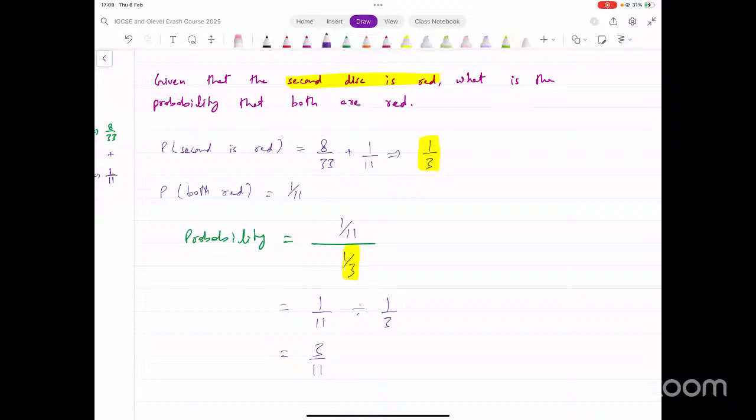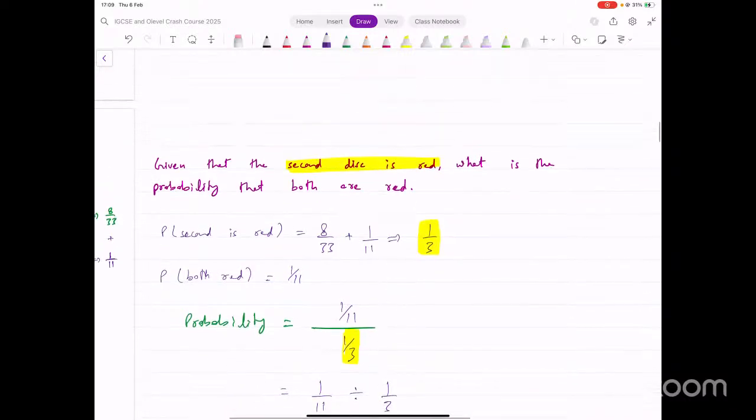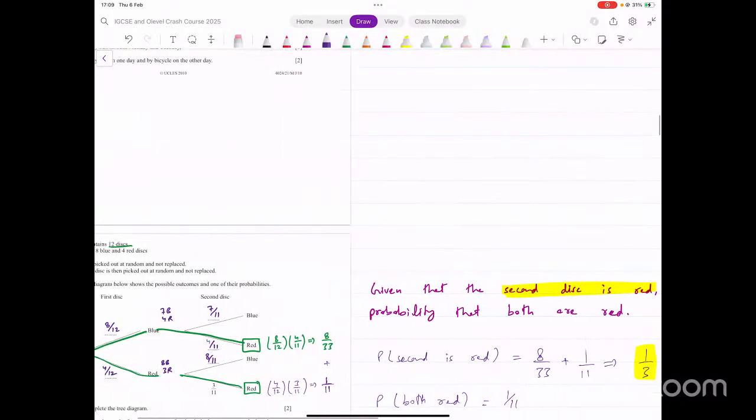This is as complicated as it gets in your syllabus. This is the conditional probability that we were looking for. Is that okay? Any problems with this? Any questions on this? Make sense? Okay, now let's have a look at a couple more questions on general probability.